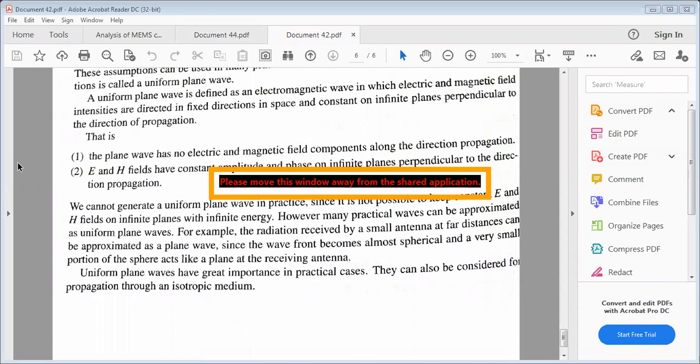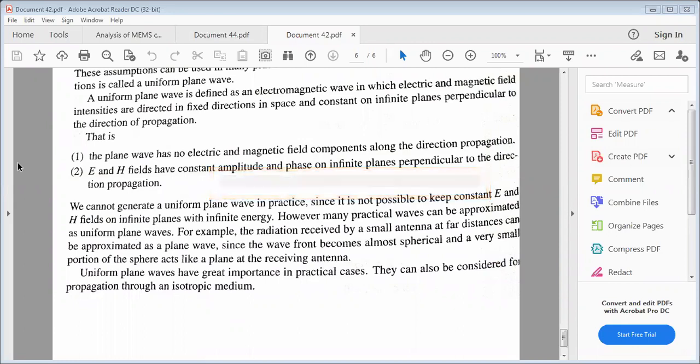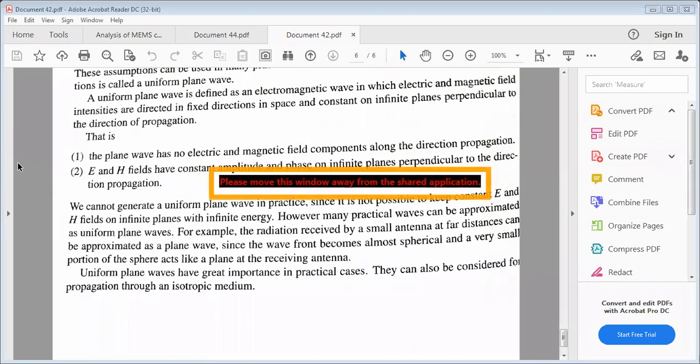The plane wave has no electric and magnetic field components along the direction of propagation. And second, the electric and magnetic fields have a constant amplitude and phase on the planes perpendicular to the direction of propagation. These are the two points. We cannot generate a uniform plane wave in practice. It is impossible, since it is not possible to keep constant E and H fields on infinite planes with infinite energy. That is the problem. However, many practical waves can be approximated to a uniform plane wave, just like the ideal case. This is the ideal case.